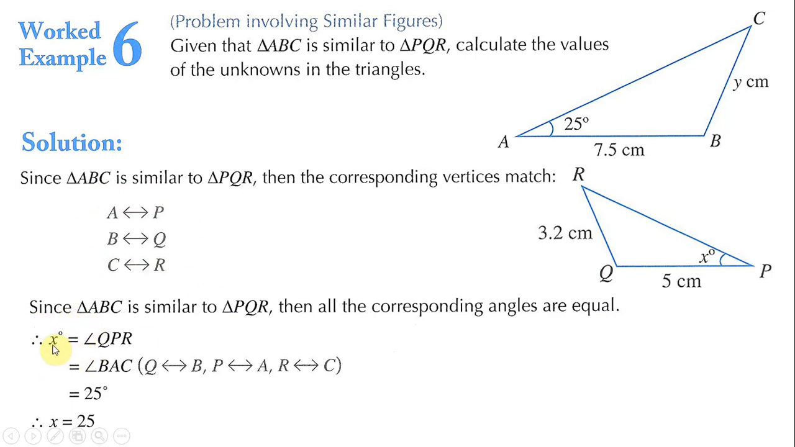X is the angle QPR. QPR, this is the angle X. Q is corresponding to B, P is corresponding to A, R is corresponding to C. So QPR and BAC are corresponding angles and they are equal because both figures are similar. In similar figures and congruent figures, all the corresponding angles are equal. So X is also 25 degree.